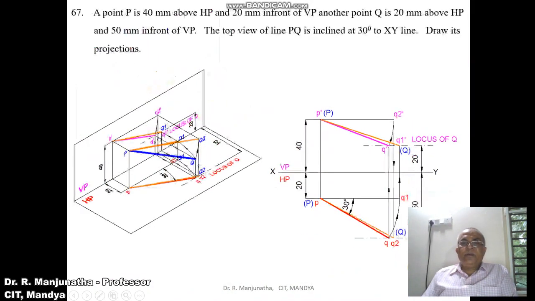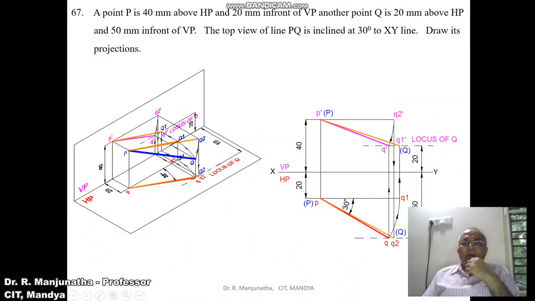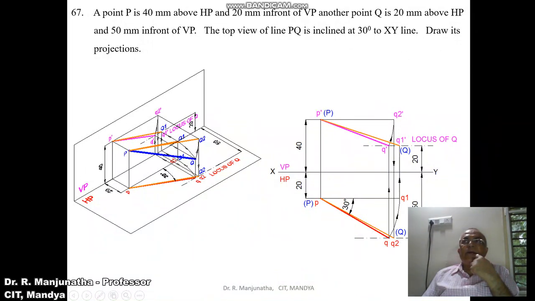So this is how you will be able to solve the problem; you can analyze this problem in 3 dimensions. Now we are going to solve this. First we draw the XY line and mark XY, VP and HP. The point P is 40 mm above HP and 20 mm in front of VP. So from the XY line, you measure a distance of 40 mm above the XY line and draw a horizontal line. Similarly, with the XY line as reference, again using the scale, you measure a distance of 20 mm and draw a horizontal line parallel to the XY line in the top view.